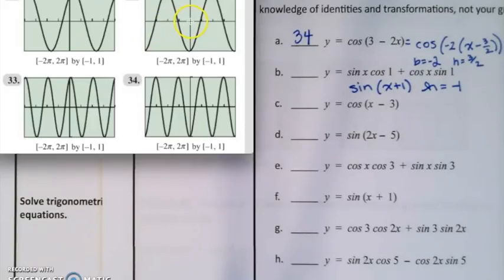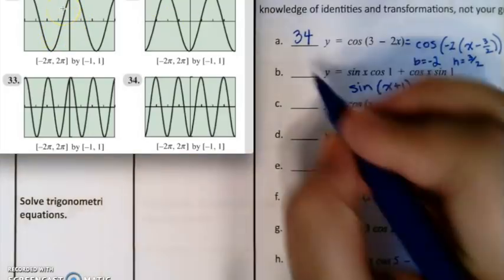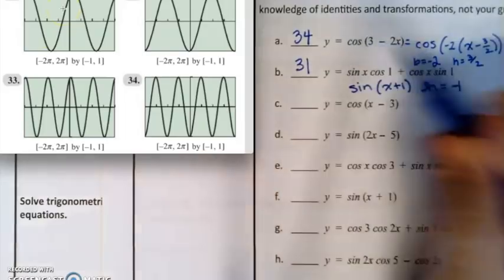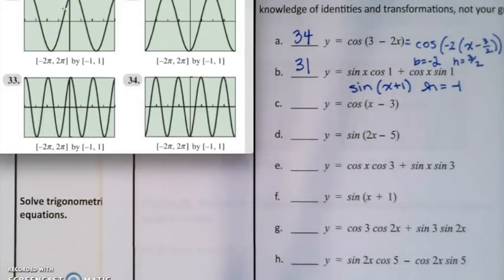So sine usually goes through the origin and is increasing. But now we're going to shift it negative 1. So it doesn't look like 32, but here it could be 31. So the answer for part B is 31. All right, using your knowledge from the previous sections, go ahead and complete parts C through H. And remember, each of these graphs is used twice.